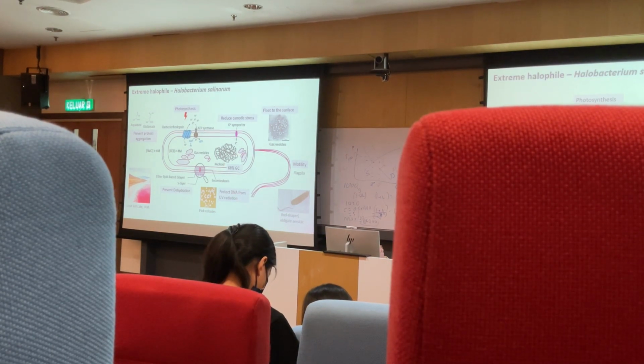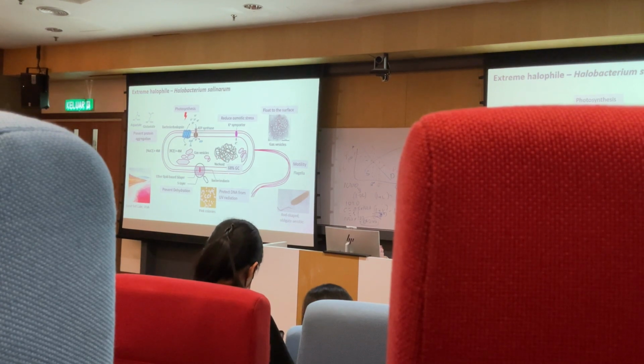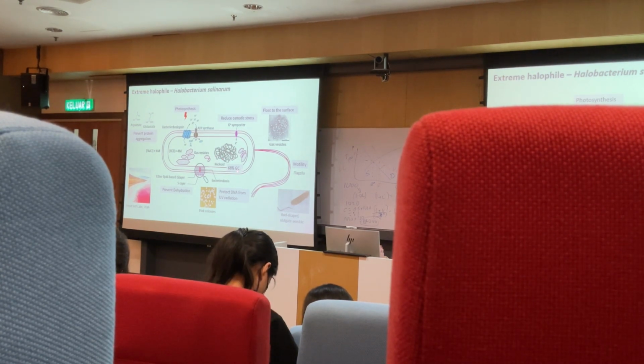Which one? This one. This is the nucleoid. Here it says 68% GC content, meaning that the DNA has more guanine and cytosine rather than adenine and thymine. Why?